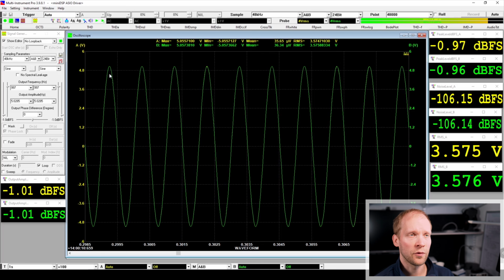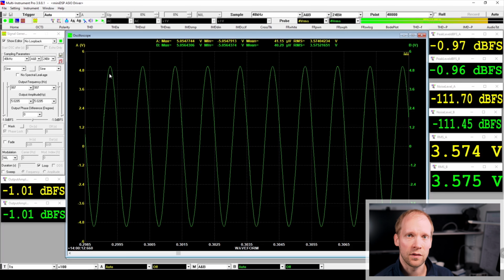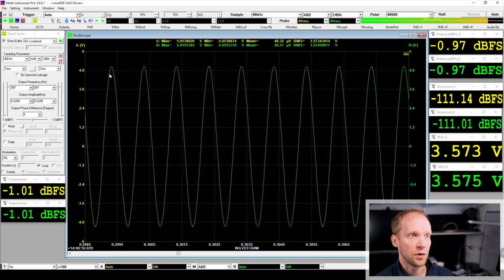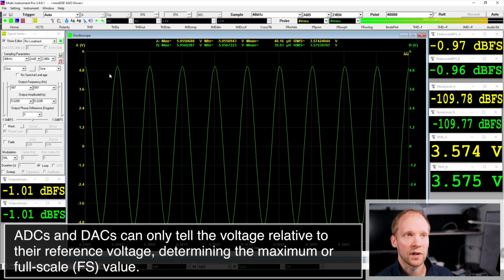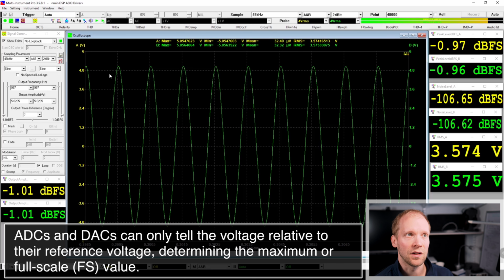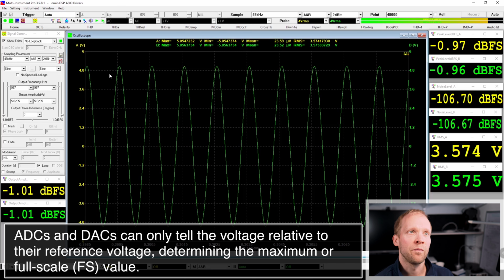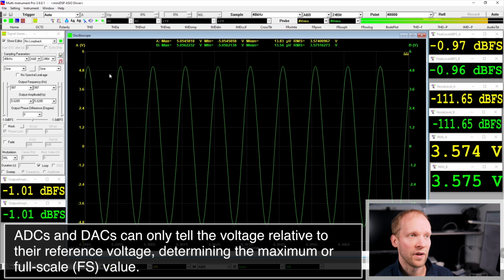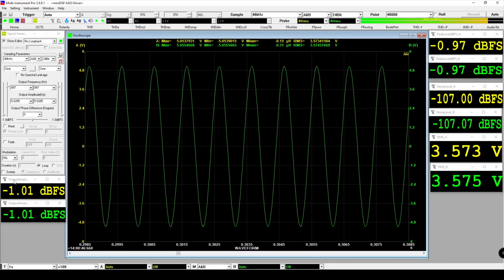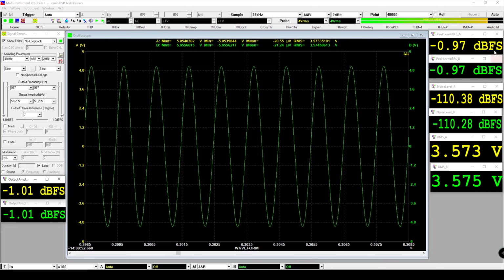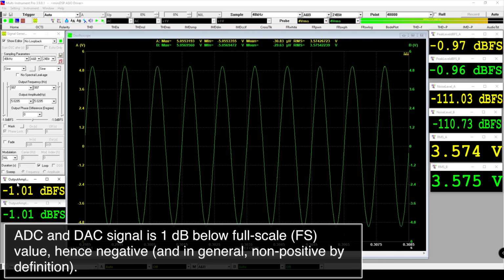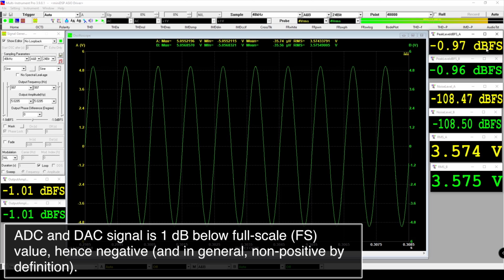So since all software and almost all hardware these days are digital, devices don't know anything about volts. The only thing hardware and software can deal with in terms of digital signals is something referenced to their full-scale level, the full-scale level of the ADC or DAC of the device. And this full scale is abbreviated by FS. And here we have now the output as dBFS and the signal coming in as dBFS. So this is DAC's full scale and this is ADC's full scale.